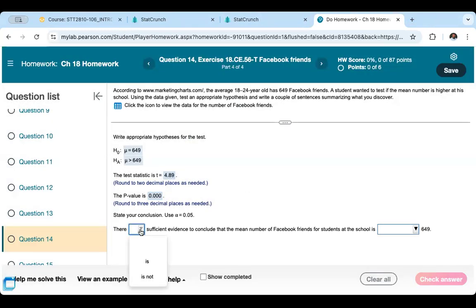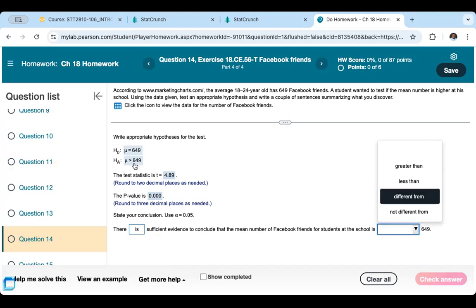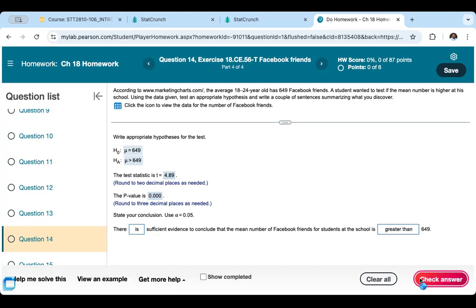So now, who would help us answer this one? Is the p-value large or small? Small. So there is sufficient or there is not sufficient? There is, because if p-value is small, we reject H naught. And if we reject H naught, there is. Is that okay? So there is evidence that the school is, what do you think is going to be here? Greater than. So you're always going to look at the alternative hypothesis to make that decision. Is that okay? So that is why it's greater than.